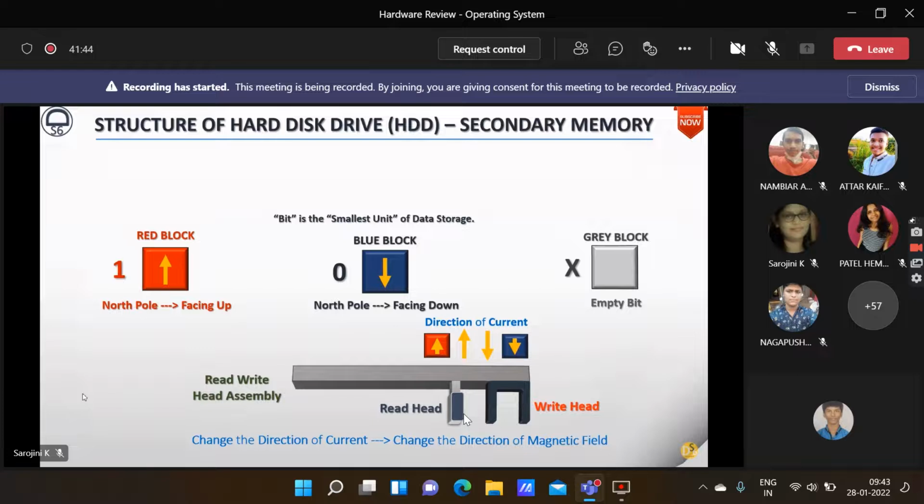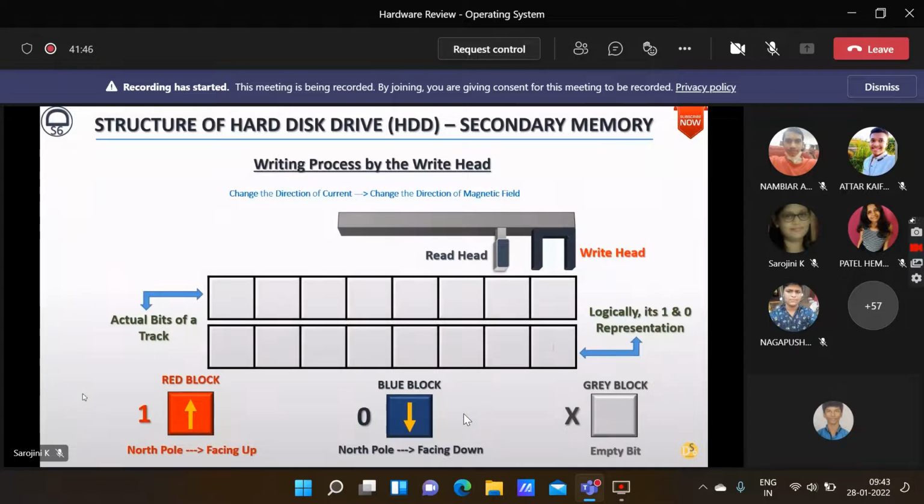Now, let's check the writing process by the write head of the read-write head assembly. Please try to visualize the direction of the magnetic field and the direction of the current against the writing of ones and zeros.